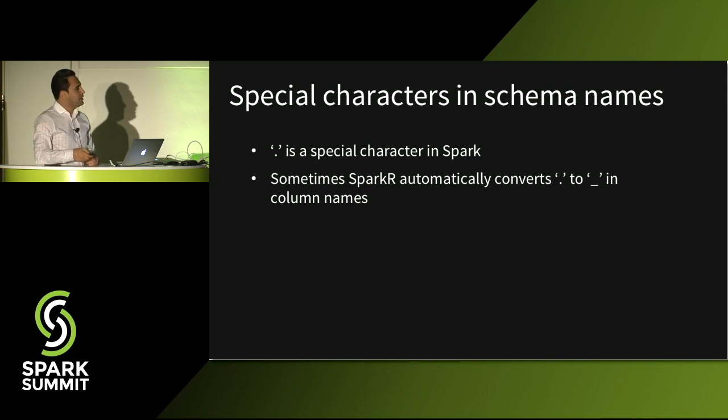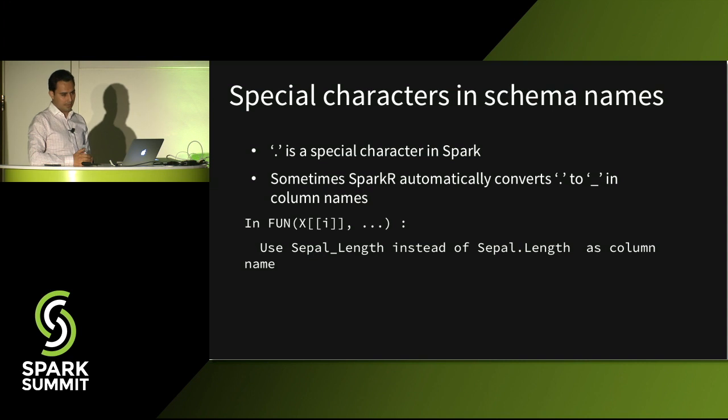And it's not uncommon. So SparkR, when you try to parallelize an R data frame, will automatically convert dot to underscore. And in that case, you'll see a warning like this. It says, I'm trying to parallelize or create a Spark data frame from the Iris data set, and it says, I'm going to use this underscore name instead of this dot name. And this is a good case because we see the warning. If you call this inside another function and don't get to see this warning, or you forget about this warning, then you're going to run into all sorts of fun problems.